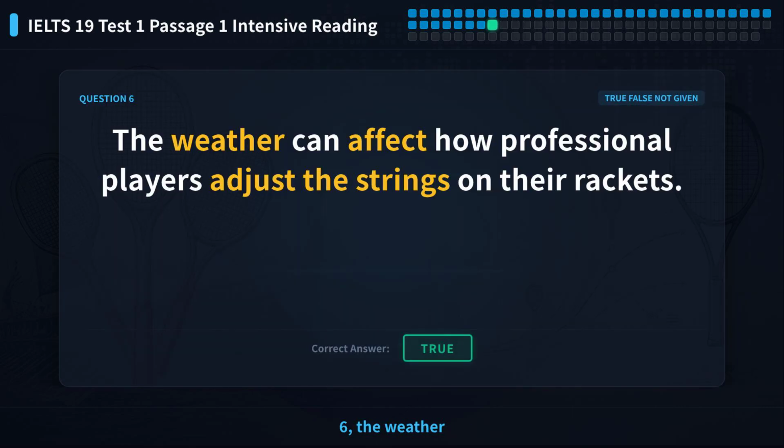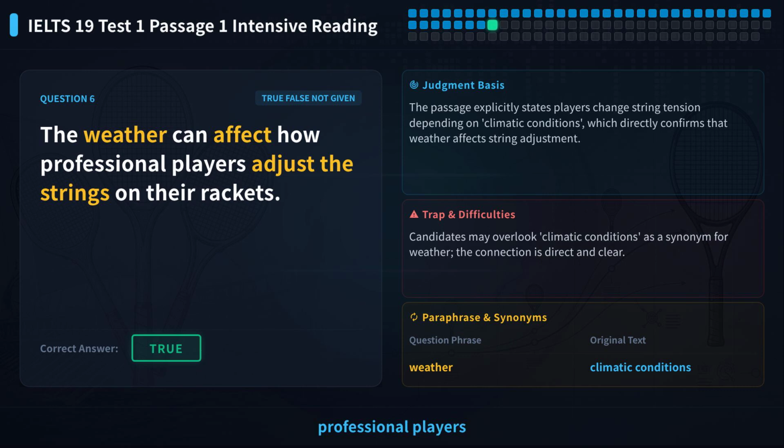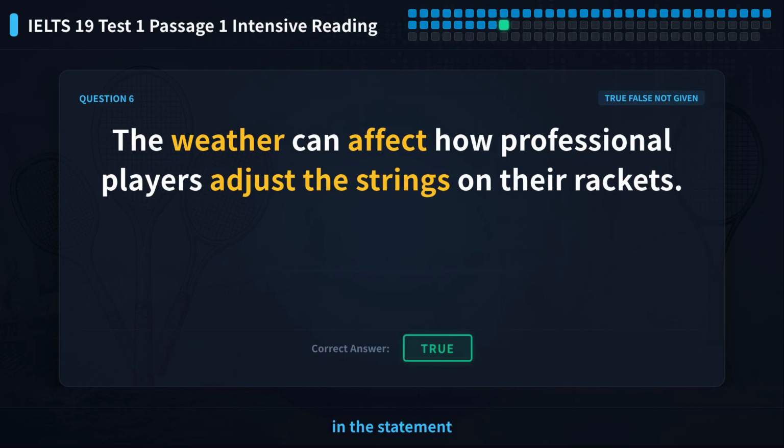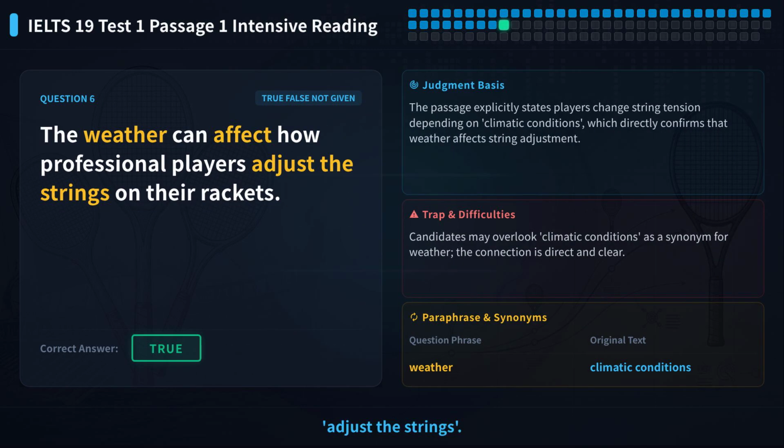Let's look at question 6. The weather can affect how professional players adjust the strings on their rackets. Please pause the video and decide if this is true or false. The key clue words in this statement are weather and adjust the strings.